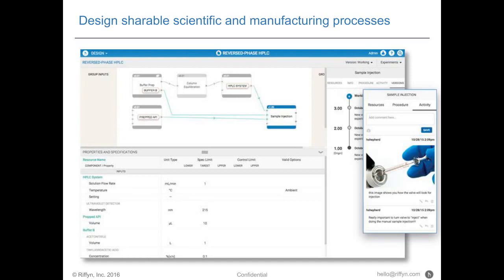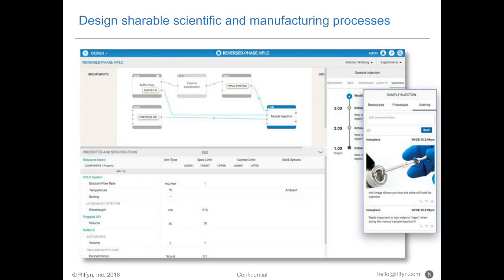So this is a view of an HPLC process defined in Riffyn, with each of these boxes being a step or group of steps in the execution of your HPLC method. Everything from equilibration to sample injection to analysis. And the left side of each box is the inputs to that step, and the right side is the outputs. So Riffyn organizes experiments into a series of linked input-output transformations, where the links between them are the materials and equipment flowing from step to step.